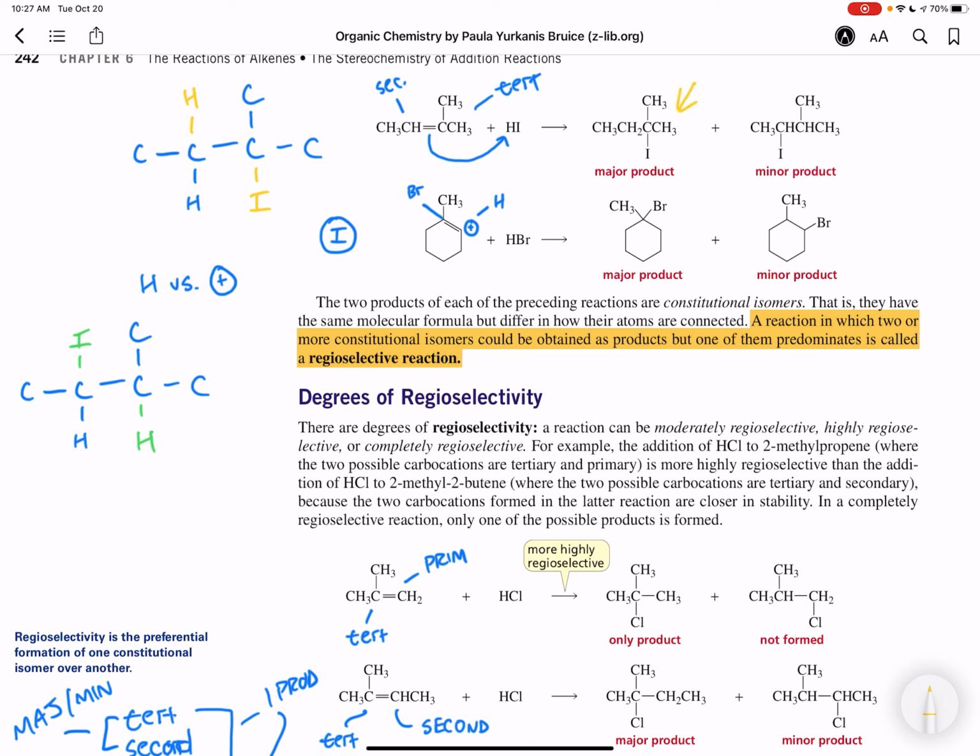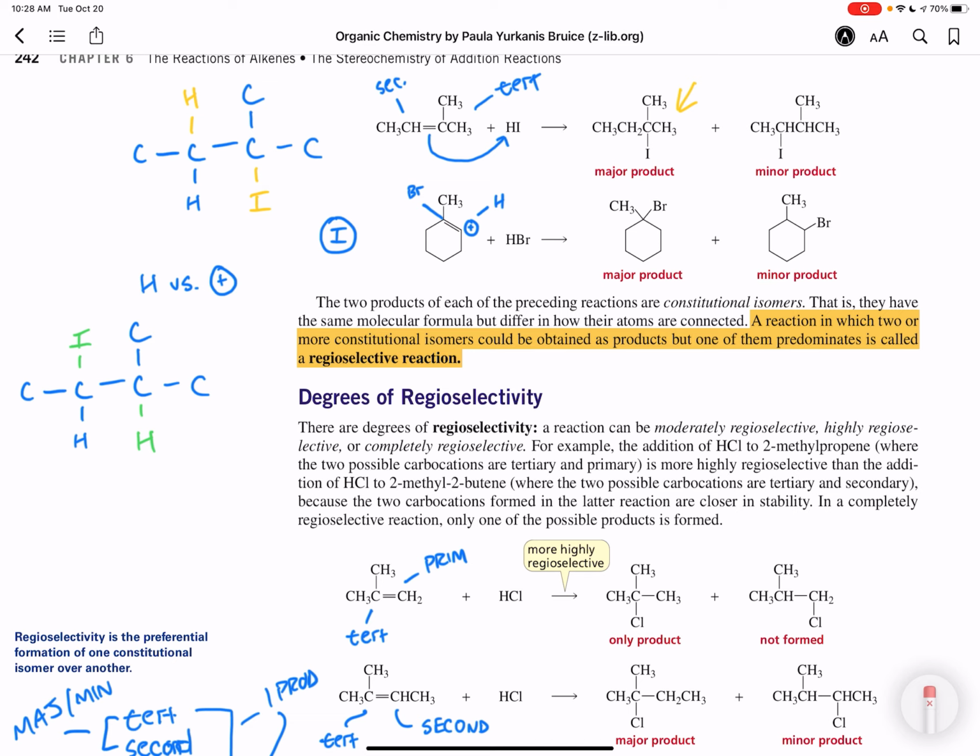Okay? You might be asking yourself, why is there a minor product? Why are we forming something else? The minor product I drew out for us down here, we're just switching our decision making. We're saying, well, I'm going to put the hydrogen on the more stable carbon. I'm going to put the iodine on the less stable carbon, okay? Well, how do we know that that happens? How do we know that there's a major product and a minor product? It all has to do with the stability of the carbon.